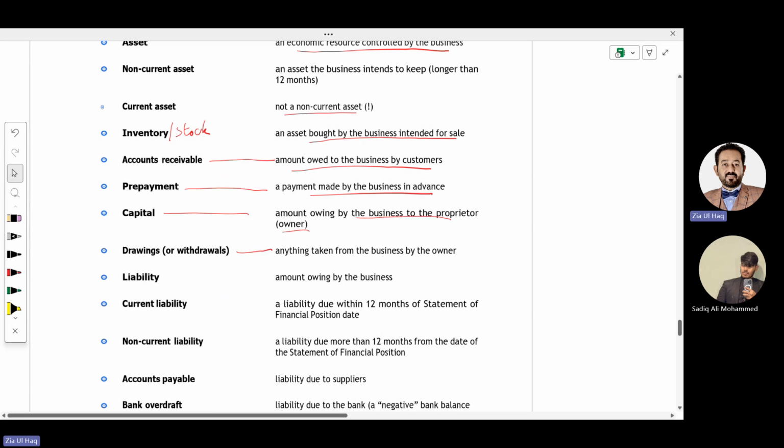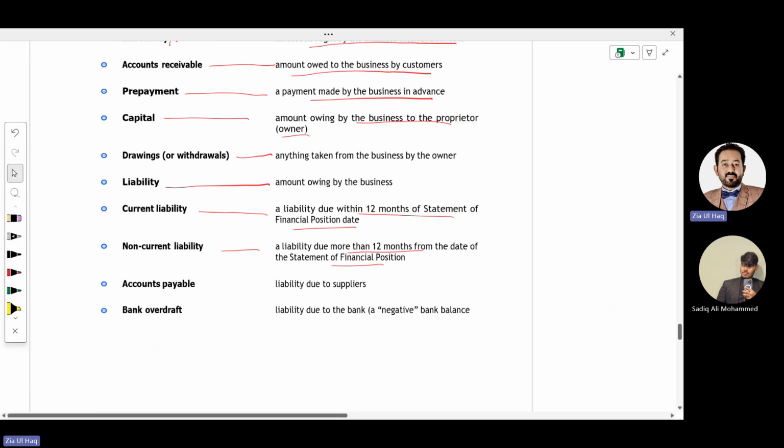Liability, amount owing by the business, meaning what the business owes. Current liabilities are liabilities due within 12 months of the statement of financial position date, meaning we need to pay within 12 months from the year end date. Year end date means the date when the company prepares financial statements. Non-current liabilities are liabilities due more than 12 months from the date of the statement of financial position. Meaning we need to pay not within 12 months, but more than 12 months.